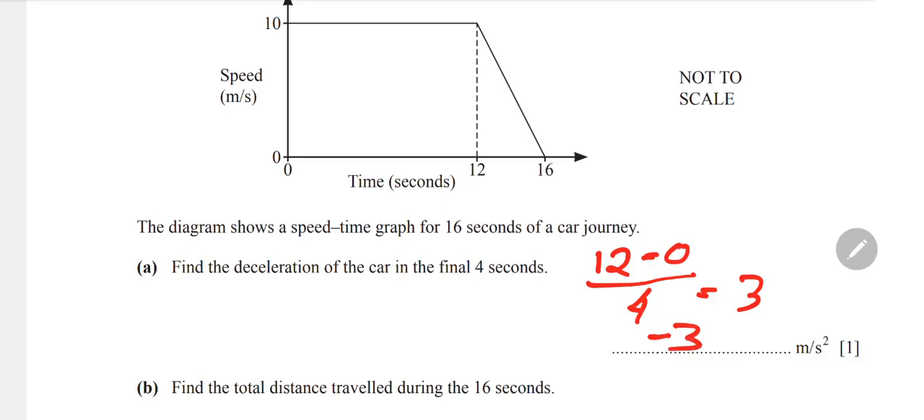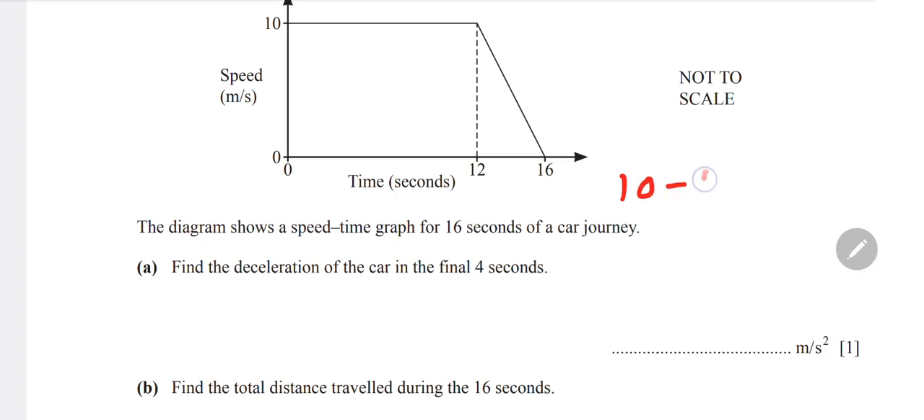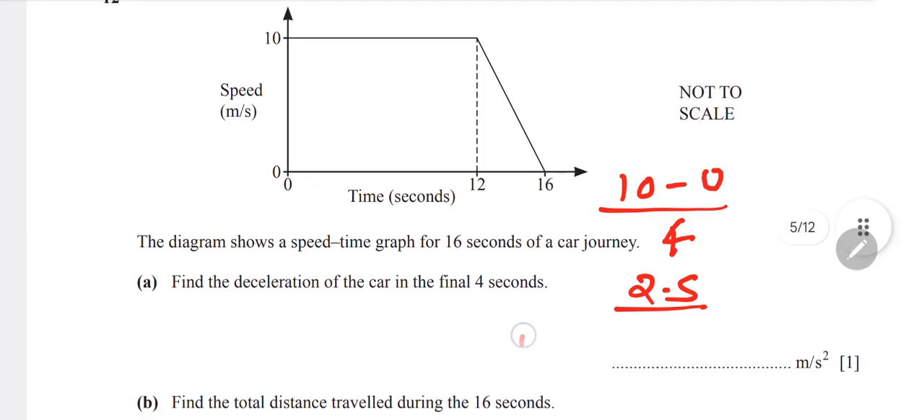Sorry, I think we took this value as 12, but it is given as 10. Extremely sorry for this. Speed reduced from 10 to 0 and time is given as 4 seconds, so it is 2.5. Our answer is minus 2.5 meter per second squared. Earlier we took 12, it's not 12, it's 10. Okay dear all, extremely sorry for this. Now to the next question.